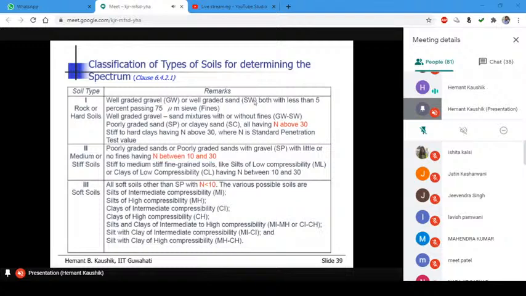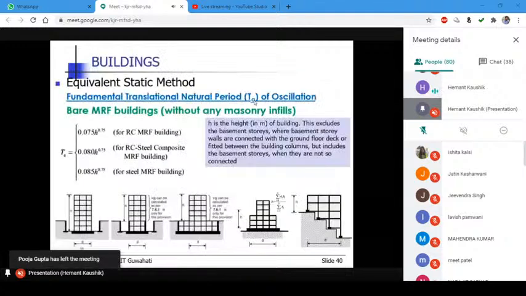This is again repetition of the type of soil. I will not discuss here. So for equivalent static method of analysis, the code has given us several formulas to compute the natural period. So these are some of the details given in the code. I will not go into detail here because it's very self-explaining. You can understand it by just reading it. So just note that we have different natural periods now in this present standard for reinforced concrete, for composite, and for steel buildings. Previously, it was not there.